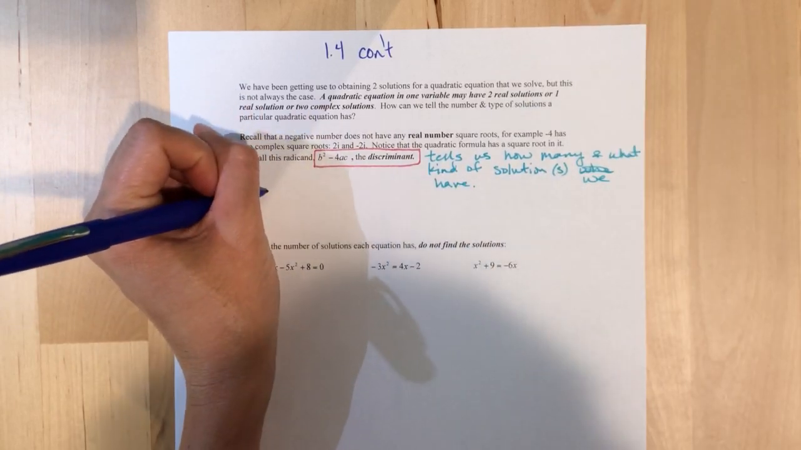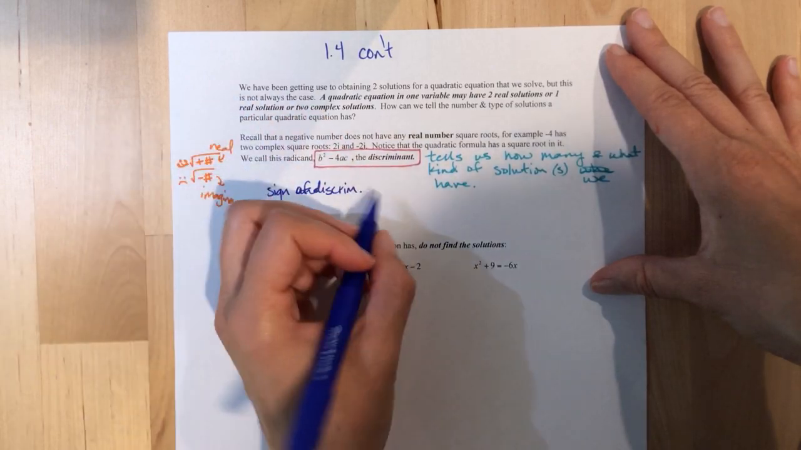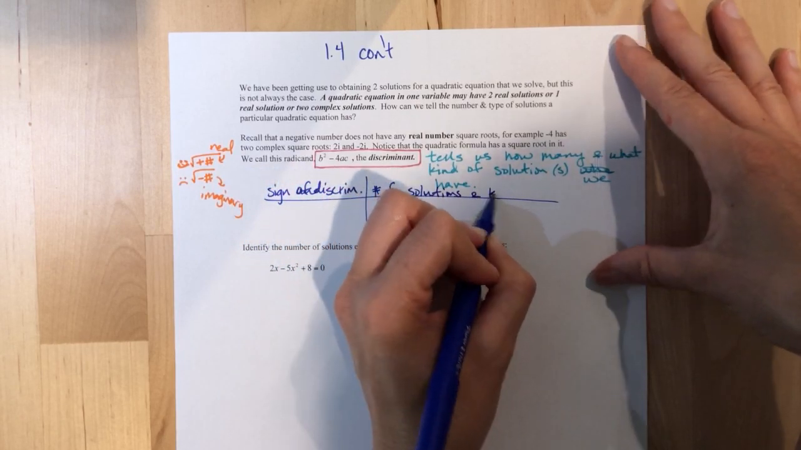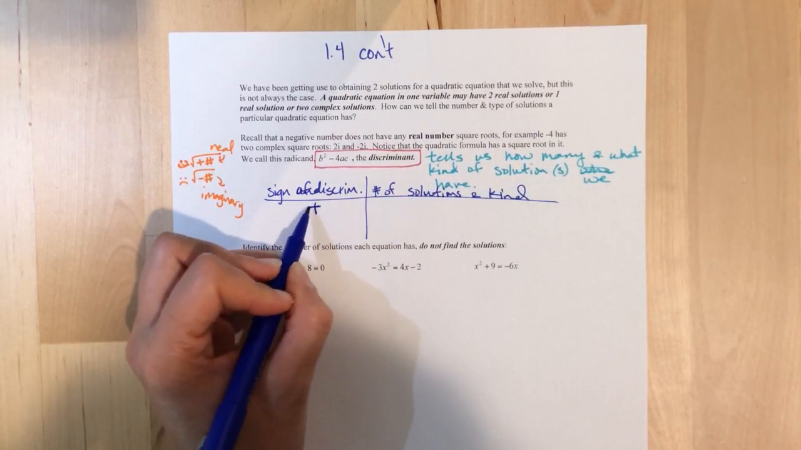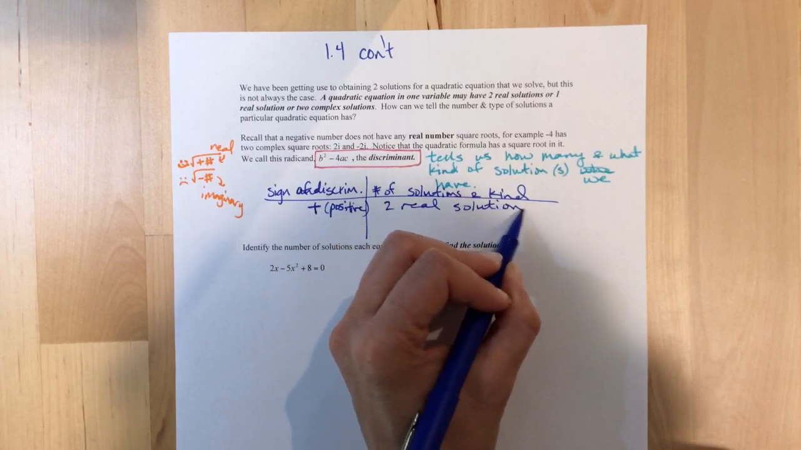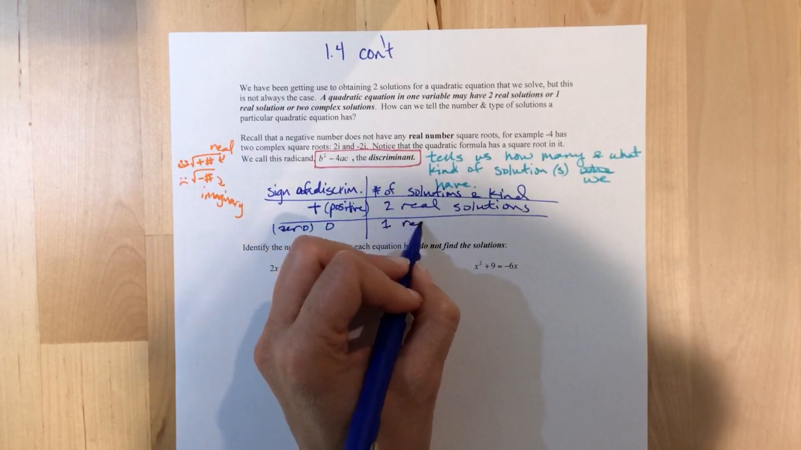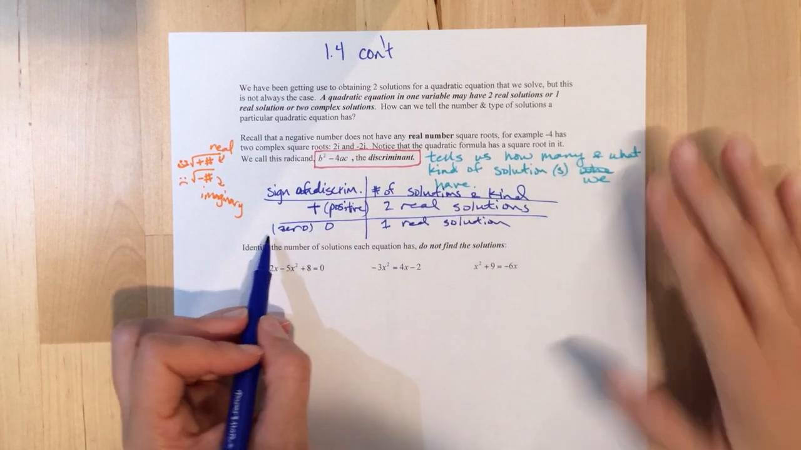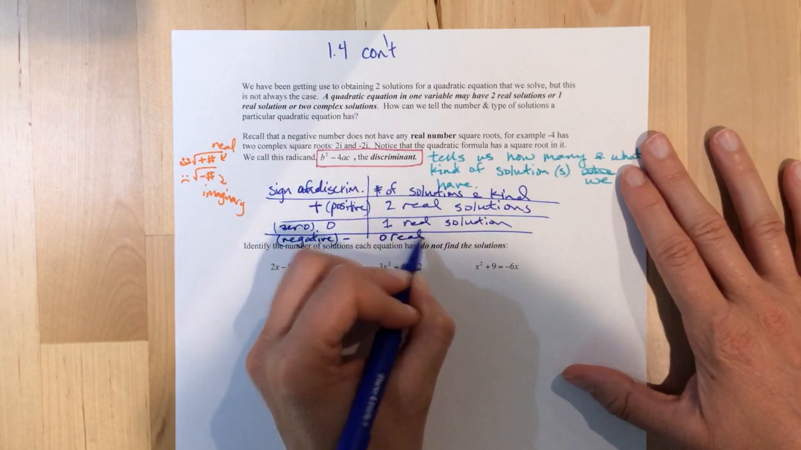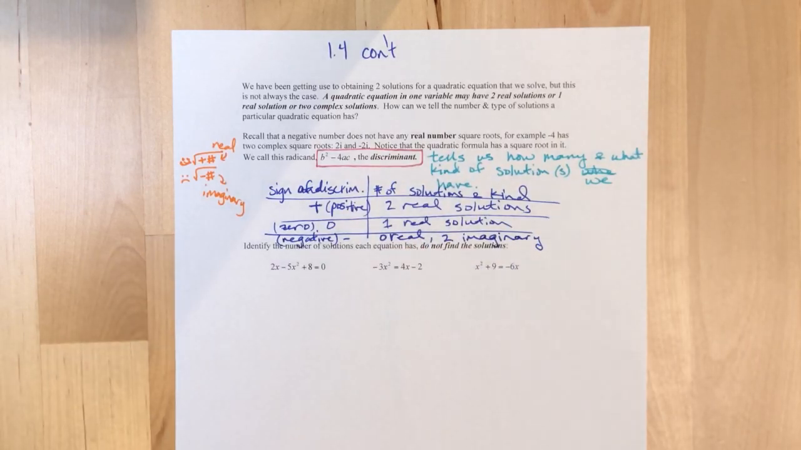And let's see, we've got the sign of the discriminant, and then the number of solutions and kind. So if it's positive, we've got two real solutions. If it's 0, we've got one real solution. And if it's negative, we have 0 real, but 2 imaginary. Right? 0 real, but 2 imaginary.